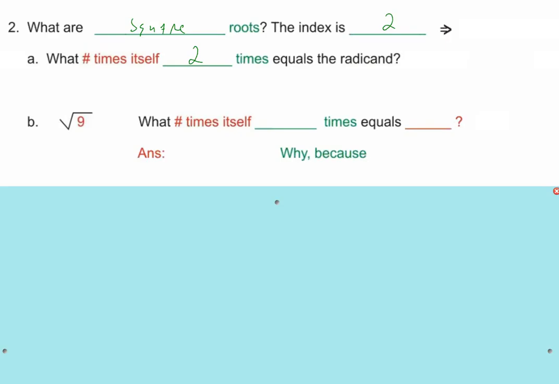Do you know why it's 3? Yes. Well, again, here's the question. What number times itself 2 times equals 9? And we all say the answer is 3. But I hope you understand the reason the answer is 3 is because 3 times 3 equals 9. Right? The number times itself twice that is a 9 is the number 3. That's a square root.